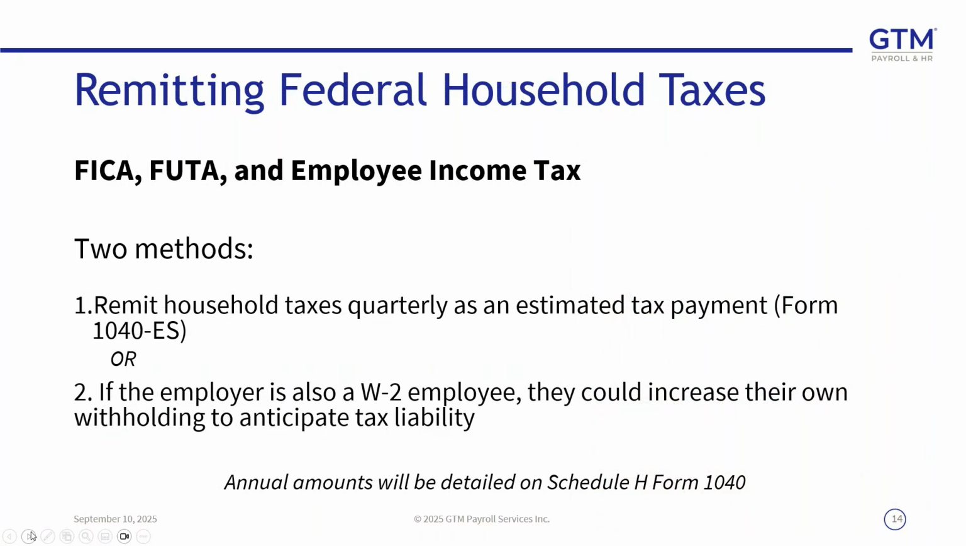So we know what is owed, but how are these taxes remitted? There are two ways that you can go about this. The first way is probably the best way to do it. Remit household employment taxes quarterly using Form 1040 ES, then detail the annual amounts paid on the Schedule H. If your client prefers, they could increase withholdings from their own pay to anticipate this increase to cover their household employment taxes. You should do one or the other.